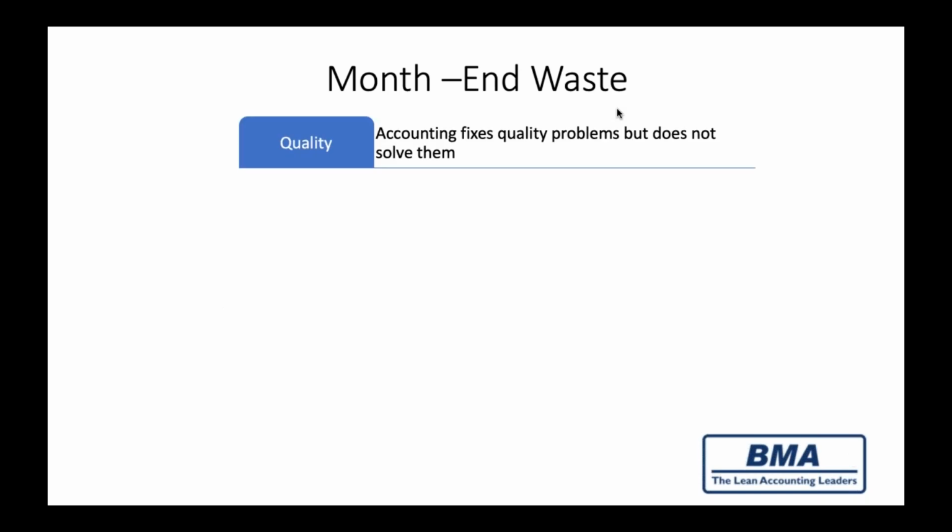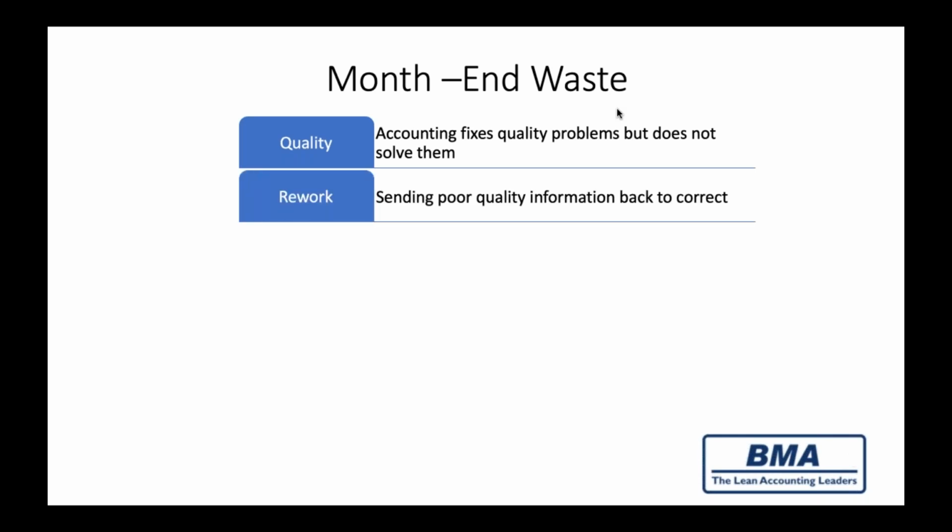So what is the month-end waste in accounting? What is the waste in month-end? First of all, we have quality problems and rework problems, which really happen in the transaction processing, which we talked about earlier. If you have quality problems in transaction processing, payables and receivables, and maybe even payroll, and they don't get resolved quickly, sometimes they have a tendency to have to be fixed during the month-end close cycle. So what we want to do is prevent that from happening.